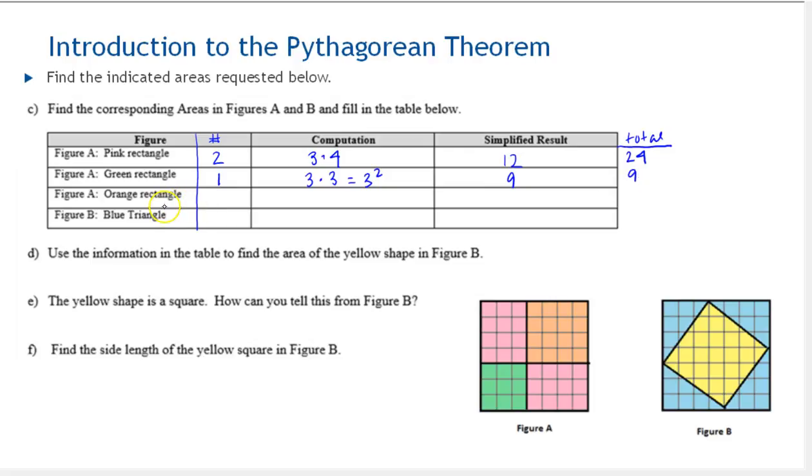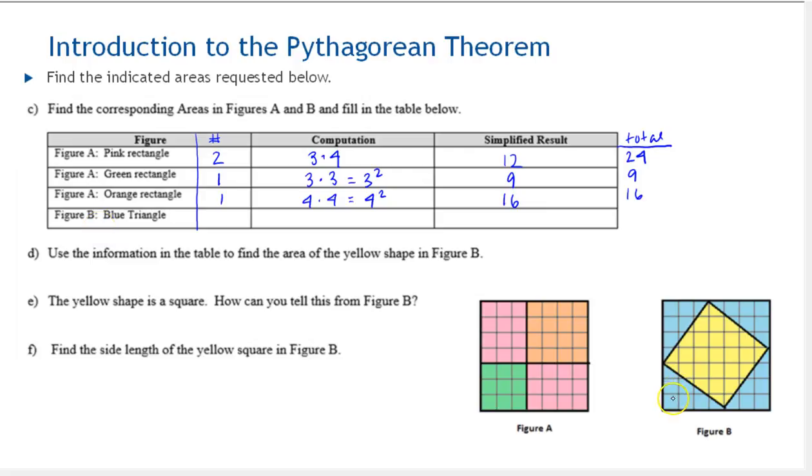Okay. Now we want to look at the orange rectangle. We have 1, 2, 3, 4 by 1, 2, 3, 4, so this is also a square. There's one of them, and its area is 4 times 4, or 4 squared, which is 16, for a total of 16. Now we're asked to find the area of the blue triangle in figure B.